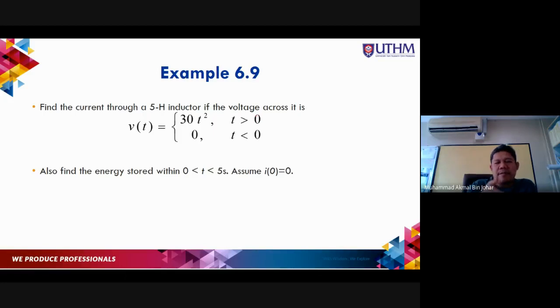So the behavior of the voltage will be 30 t squared. Below 0, the voltage is 0. Also find the energy stored within 0 to 5 seconds, where we assume that i(0) is equal to 0. So what we need to do first is look for the current first. A 5 Henry inductor is a very huge inductor, I can say, when you have v(t) equal to 30 t squared when t is bigger than 0.